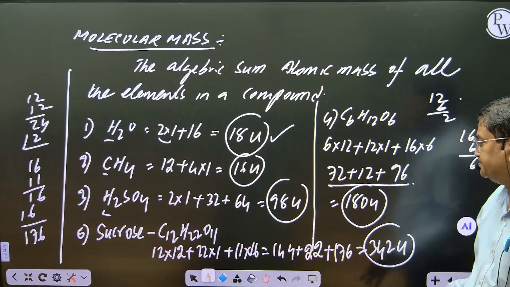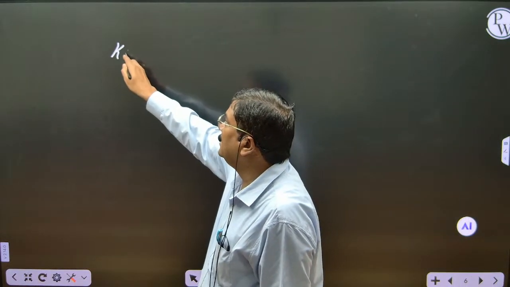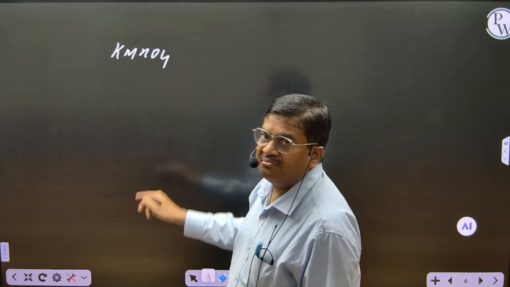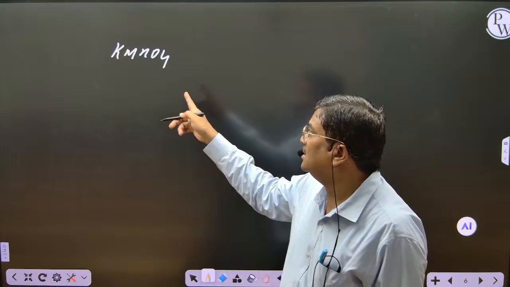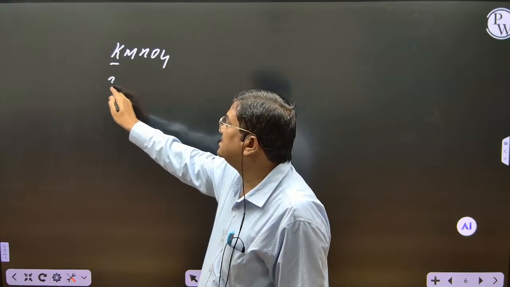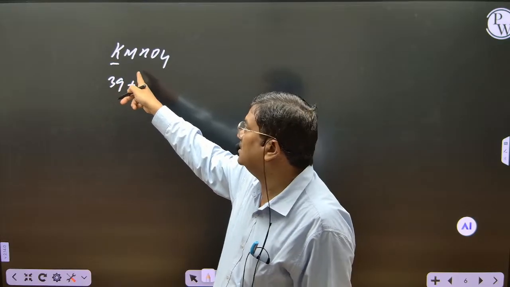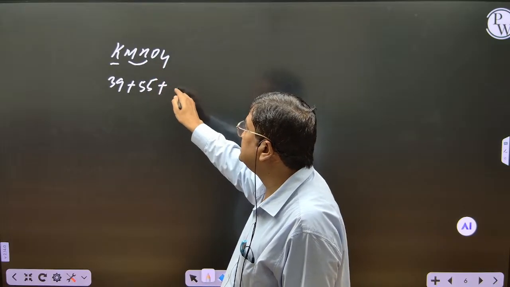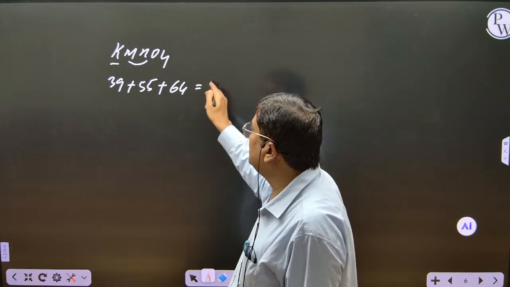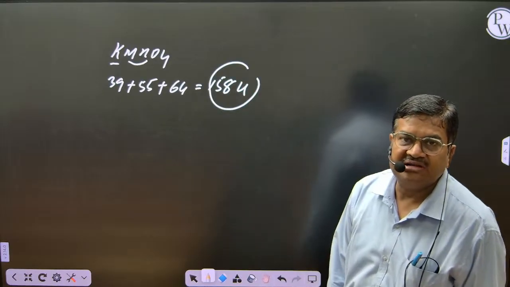Completed, student. Now I write a few more compounds. See, potassium permanganate. Do you know what is the formula of potassium permanganate? We write the name, potassium. It is an oxidizing agent. So what is the atomic mass of potassium? 39. Manganese, in the previous class I told you to remember 55. Do you recollect, manganese is 55 plus oxygen 16, 16 fours are 64. On adding this total you will get 158. Check, 158 in what? U. What is U? Unified mass.